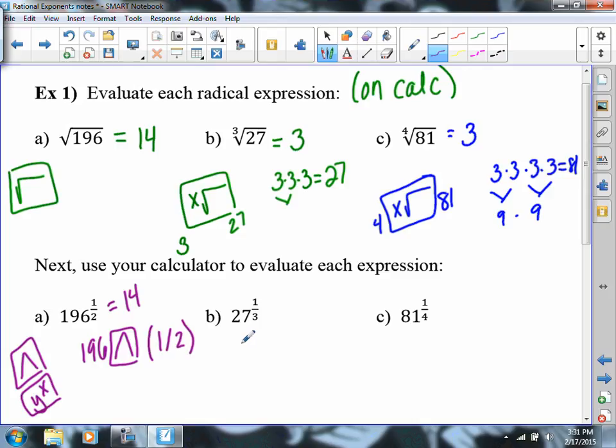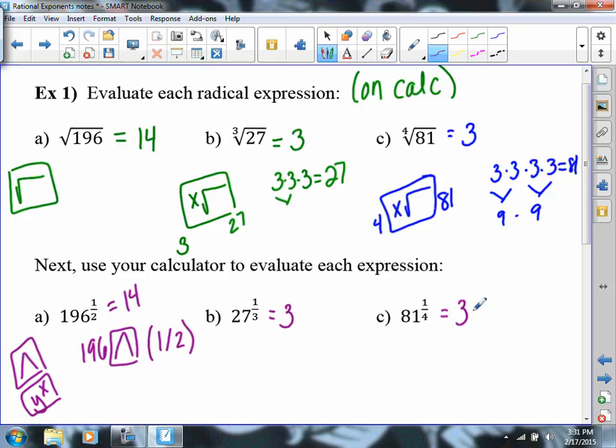And then we're going to do 27 to the 1/3 power. Notice in part B up here we had 27 and we were taking the cubed root of it. Now we have 27 to the 1/3 power. So again, when you type this into your calculator, you'll want 27 and then your exponent key and then parentheses 1/3, and you should get 3. And then for part C up here, we had the 4th root of 81. Now we have 81 to the 1/4. And again, when you type that into your calculator, you should get 3.